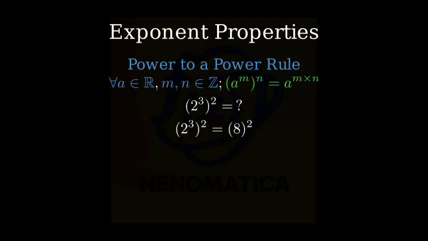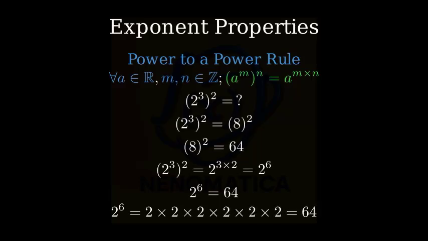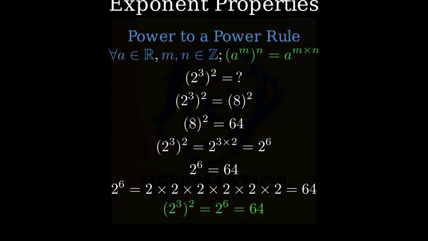First, we evaluate what's inside the parentheses. 2 cubed equals 8. Then, we raise 8 to the power of 2, which gives us 64. But according to our power-to-power rule, we can also calculate this by multiplying the exponents. 3 times 2 equals 6. So 2 raised to the power of 6 also equals 64. Let's verify. 2 to the power of 6 is 2 times 2 times 2 times 2 times 2 times 2, which equals 64. This confirms that both methods give us the same result.